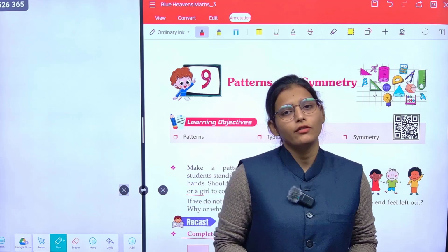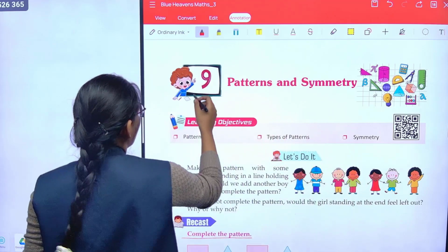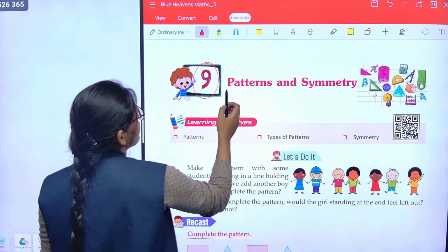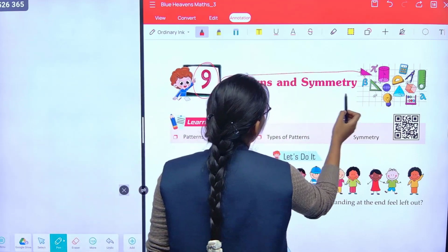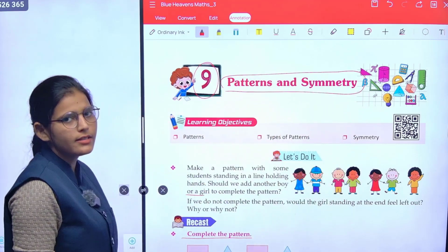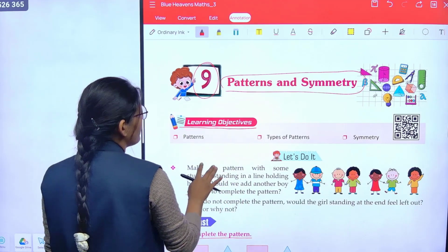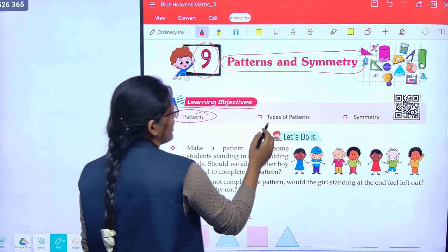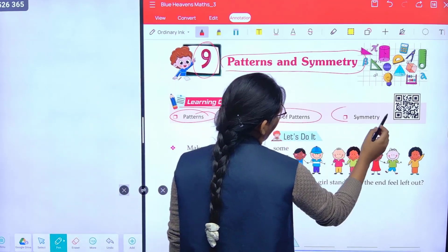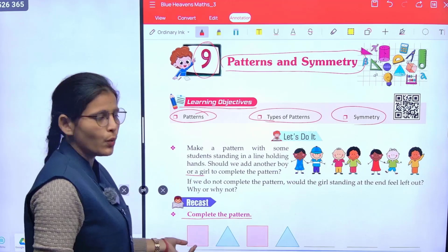Students, today we will learn chapter number 9, and the chapter name is Patterns and Symmetry. So, what are the learning objectives? Today we will learn about some patterns, types of patterns, and symmetry. Okay class, let's do it.